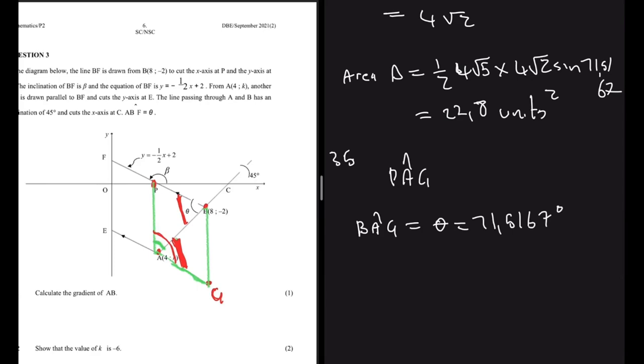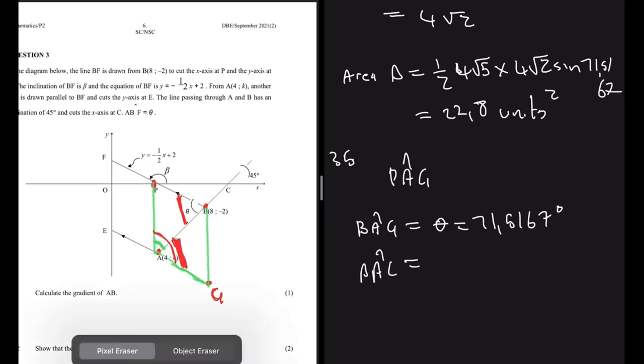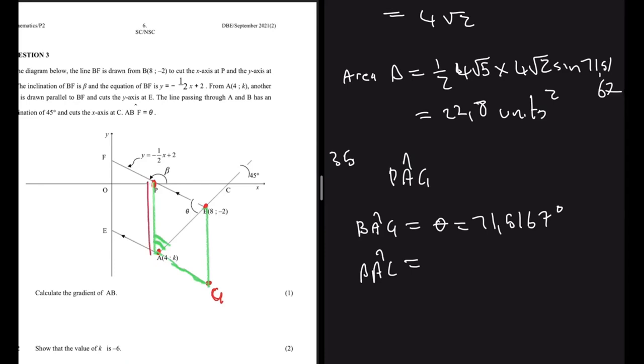We can then look at angle PAC. So let's have PAC here, right? Let me just erase the information for angle BAG so that we can pay our attention to PAC. PAC is this one that is left in green right now. PAC will be equal to 45 degrees. Why am I saying so? Let's look at triangle PAC, right? Let me just highlight triangle PAC. So here's triangle PAC here.